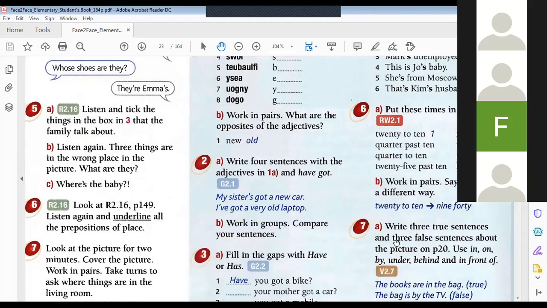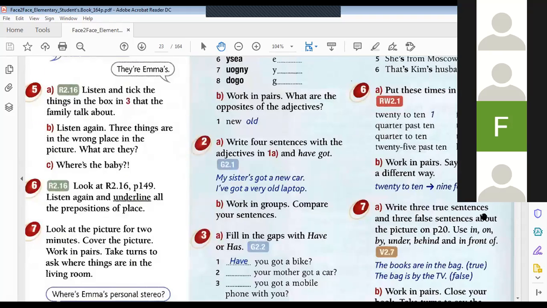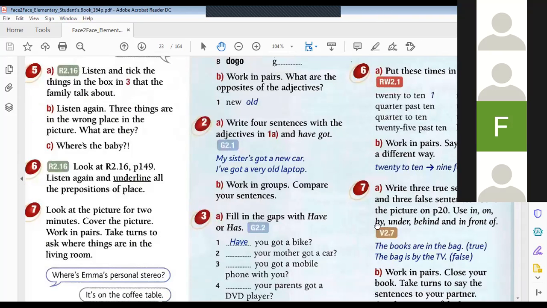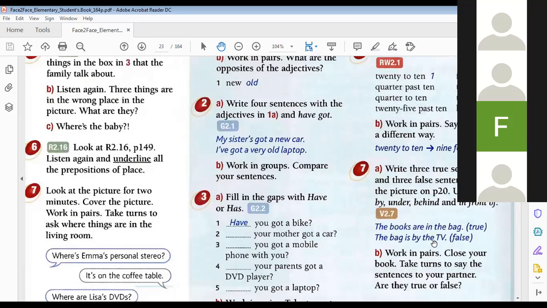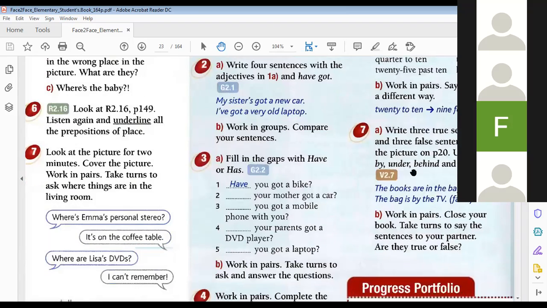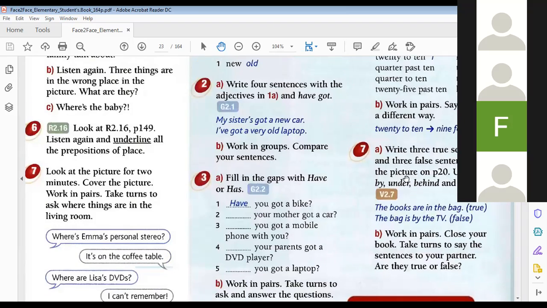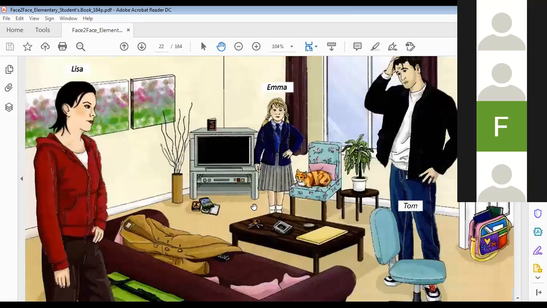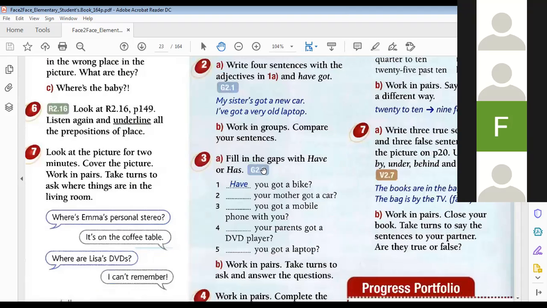We write 3 true sentences and 3 false sentences using in, on, behind and so on. Okay. Let's think of some examples. Do you remember the picture here, the picture of Tom, Emma, and Lisa? I want you to write 3 sentences. We don't have to do 3, just maybe one sentence and another one.